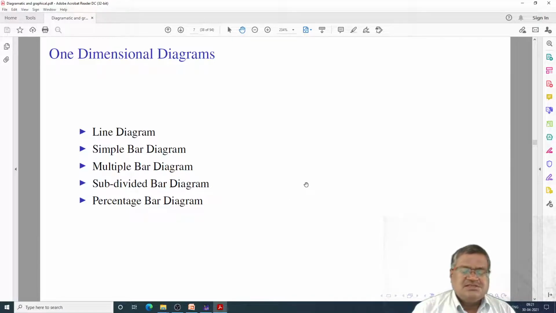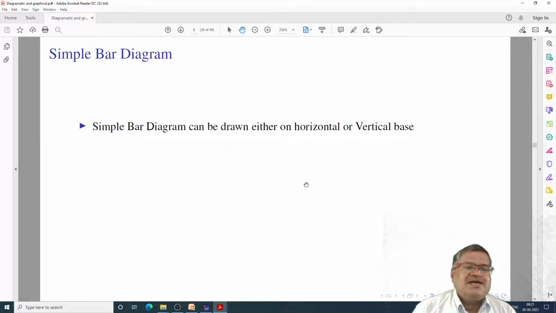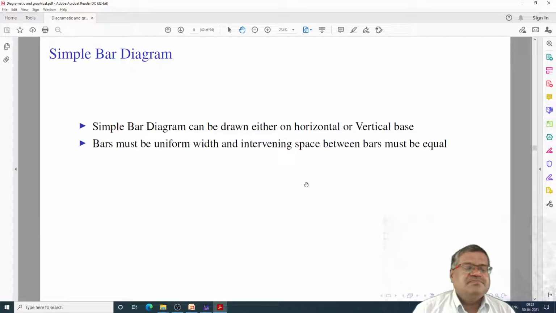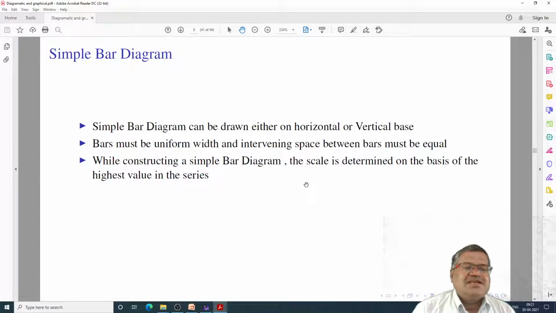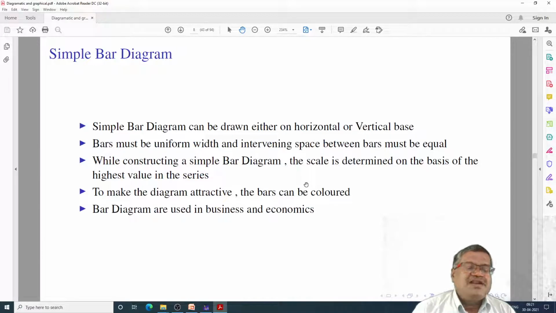Now the simple bar diagram. A simple bar diagram can be drawn either on a horizontal or vertical base. Bars must be of uniform width and the intervening space between bars must be equal. While constructing a simple bar diagram, the scale is determined on the basis of the highest value in the series. To make the diagram attractive, the bars can be colored. Bar diagrams are used in business and economics.